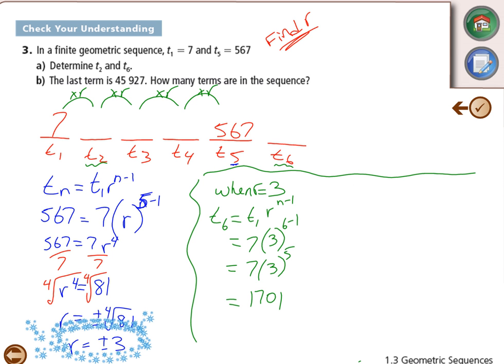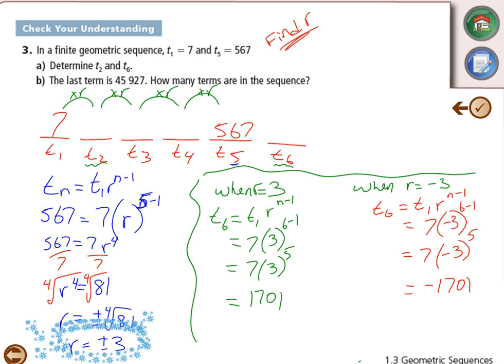But R could have also been negative 3. So let's do the work on that one. That means T6 would have been T1 R to n minus 1. T1 is still 7. R now is a negative 3. To the 6 minus 1, 7 times negative 3 to the 5. That's going to give us a negative value multiplied by the 7. We're going to get the same value, 1701, but this time it's going to be negative.